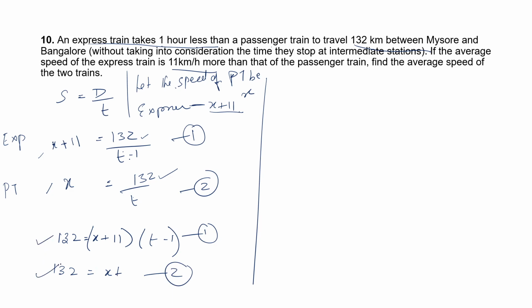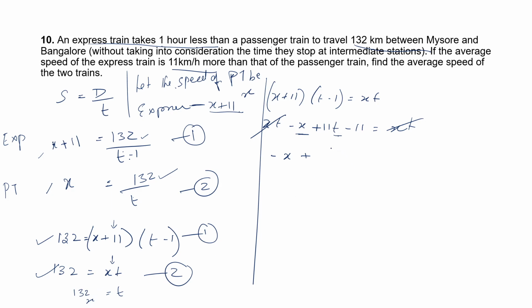So since this side is the same, we can equate the right hand side. So (x plus 11) into (t minus 1) equal to xt. Just expand. xt will get cancelled. So again there are two variables. You have to convert one variable into another. So I can get t is equal to 132 by x in this equation. So I can substitute this 132 by x over here, equal to 0. Now that is nothing but the same question.